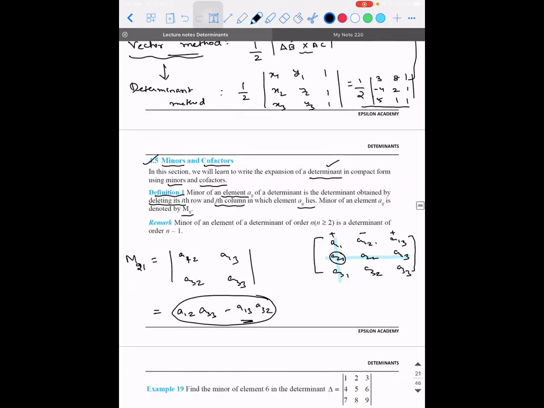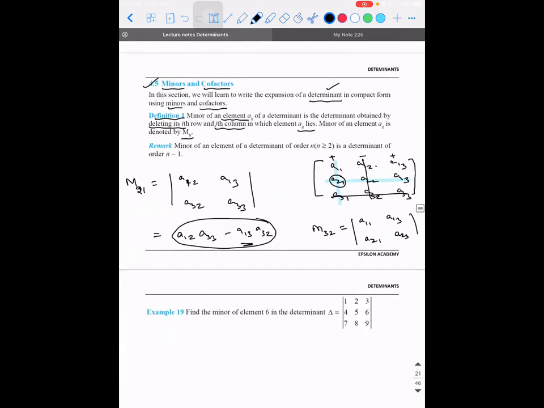Similarly, for the sake of practice, if I ask you what is the minor of M32? A11, A23 minus A21, A13. One minute. A11, A23, yeah, minus A13, A21. Why are you saying minus? You're telling the product. Yes, sir. Okay. I thought you're telling the determinant form. So A11, A13, A21, A23. So A11, A23 minus A21, A13. Right? So this is a very simple concept.